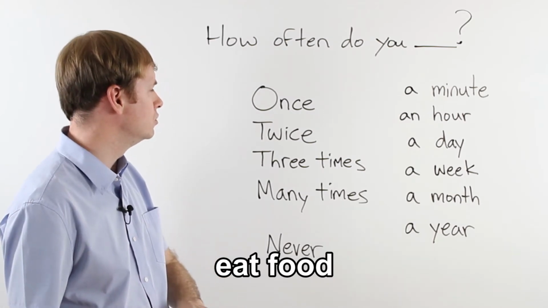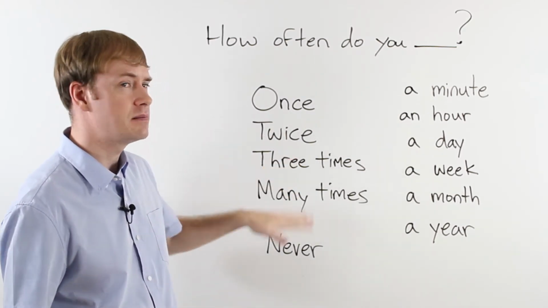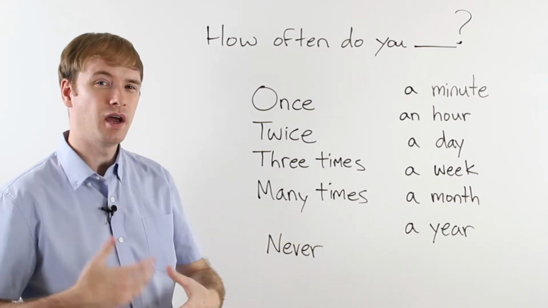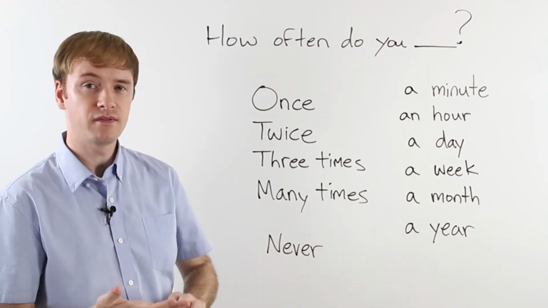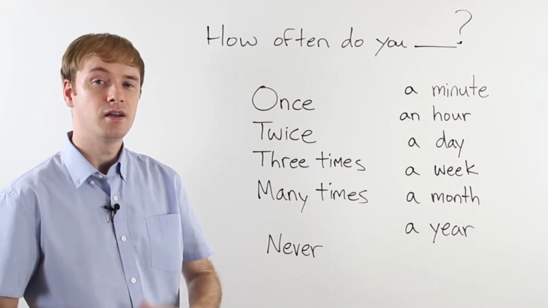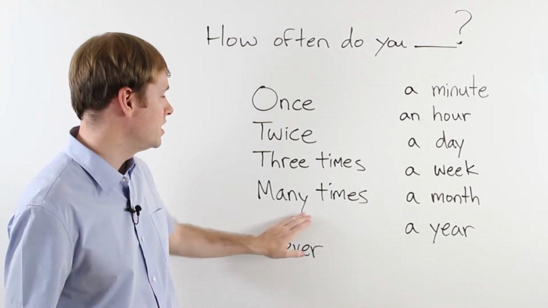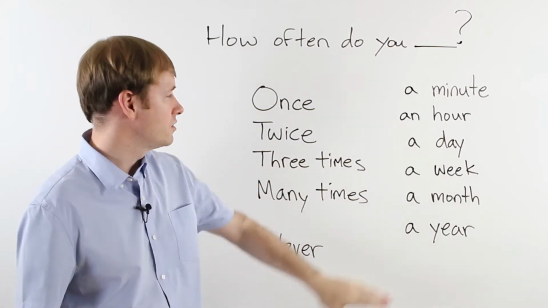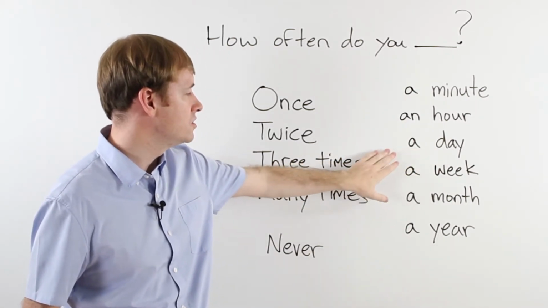How often do you eat food? I eat food 3 times, 4 times, many times. Okay, I eat a lot of food. I eat breakfast, lunch, dinner, and some snacks. So many times a day. All right. Okay, so we're using a day a lot. Let's use one of these.